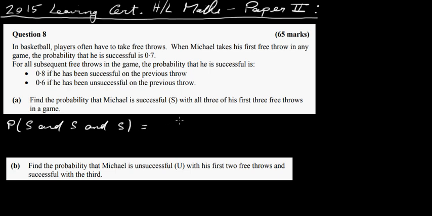So if he is to be successful, the probability that he is successful on his first free throw, we're told, is 0.7. And here means just that we've got to multiply. Now, he was successful here, so what's the probability that he's successful on his next free throw? That's just going to be 0.8. When he's successful once, the probability that he's successful the next time is 0.8. Now if he was successful here, then it's going to be 0.8 the next time again. So when we multiply all that out, we get 0.448. And that's it for part A.